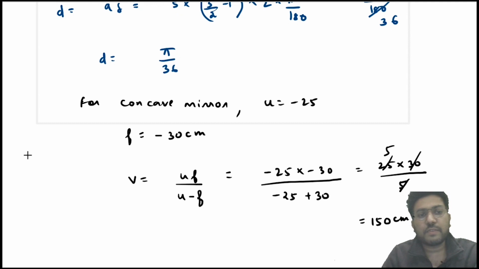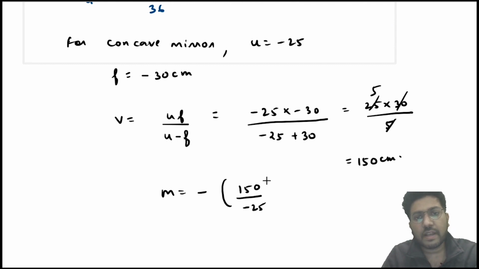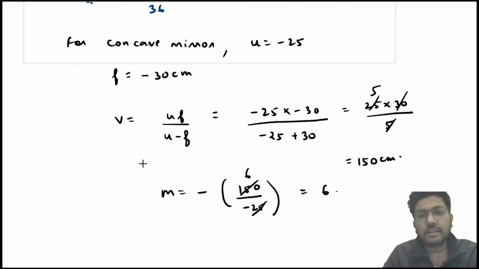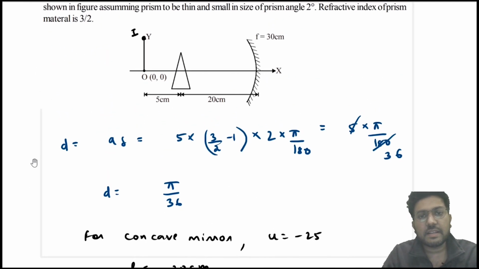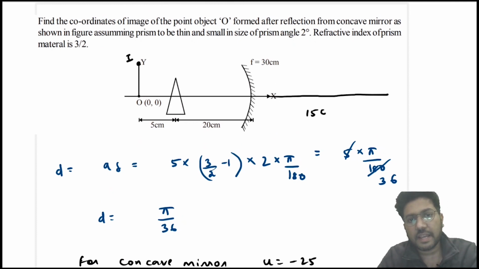and this will come out to be 150 centimeter. So the value of v is 150 centimeter, and the magnification will be minus of v by u, that is 150 by minus 25, and from this you will get 6. So the magnification will be 6, right? So that means it will be an erect and magnified image. So what they are asking you, the image position, right? So the image will be at a distance of 150 centimeter behind, and it will be 6 times magnified.